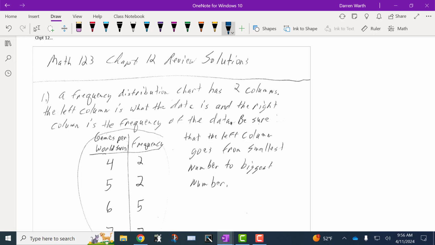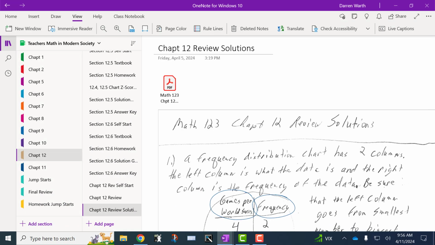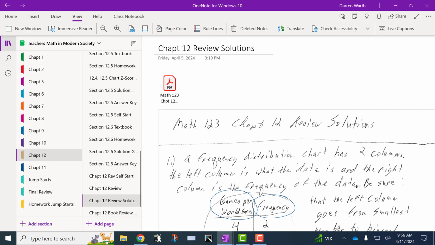You're going to notice the very first thing that I did, in my left column, I went ahead and labeled that games per World Series. And in my right column, I've got the frequency of it. And then as I'm looking at my data on this problem, let me go ahead and bring that back up again.